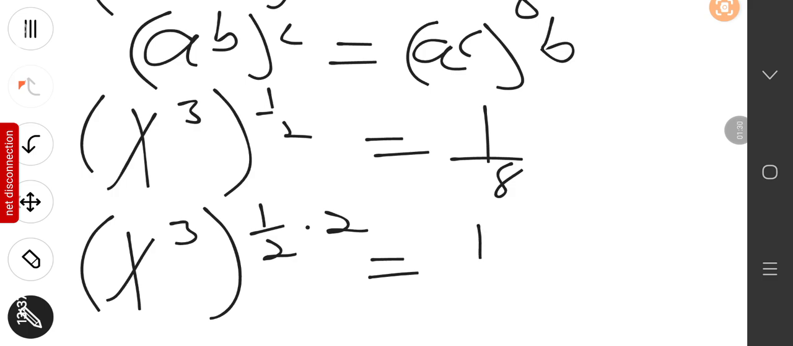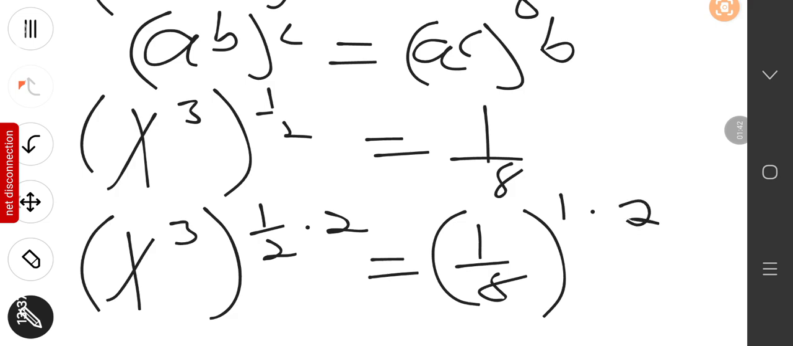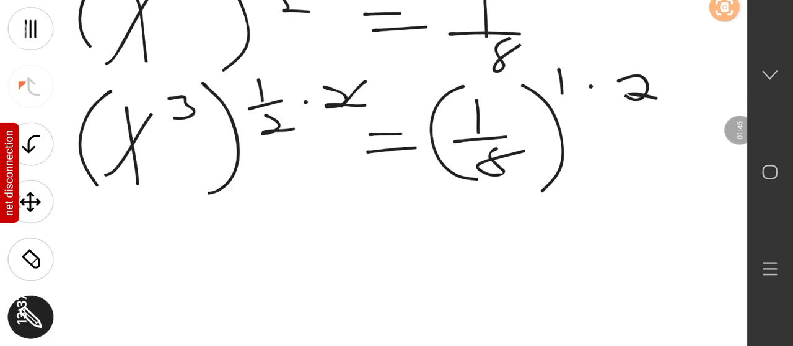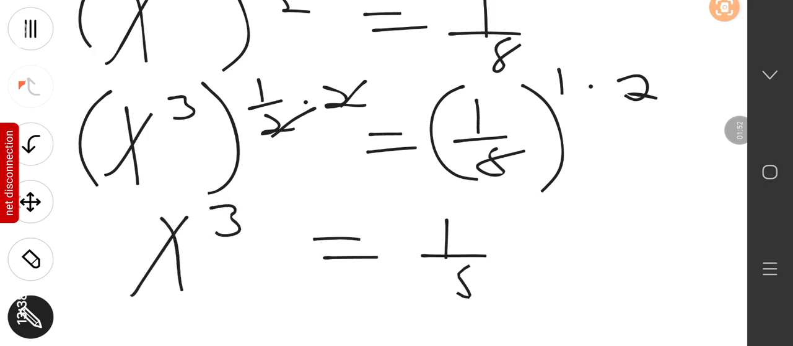And then here we have 1 over 8. Of course, any number has a power of 1, so this has a power of 1. Since we are multiplying the exponent at the left part of the equation by 2, we multiply here by 2 as well. So these two cancel, and we have x cubed equals 1 over 8 squared.